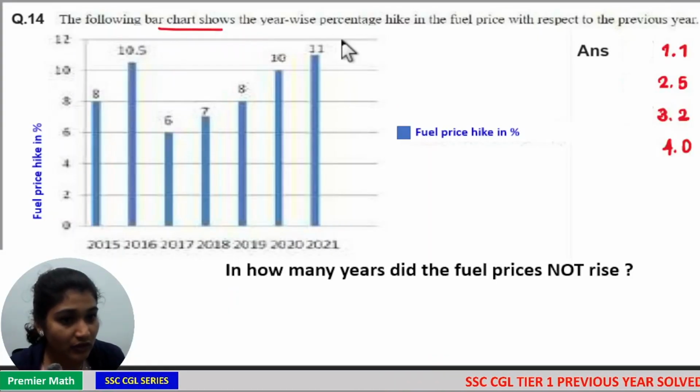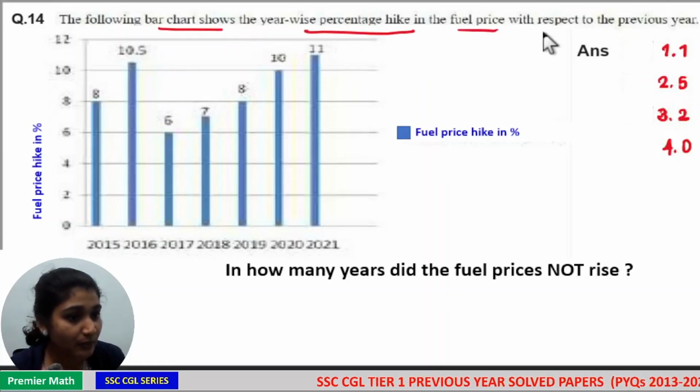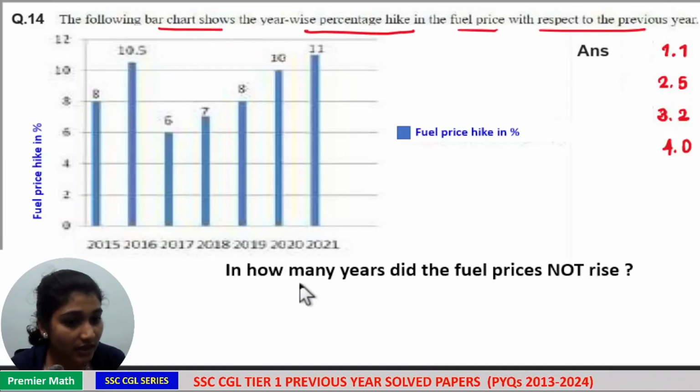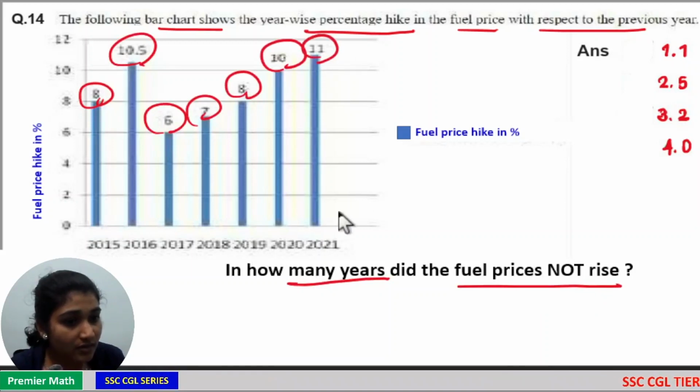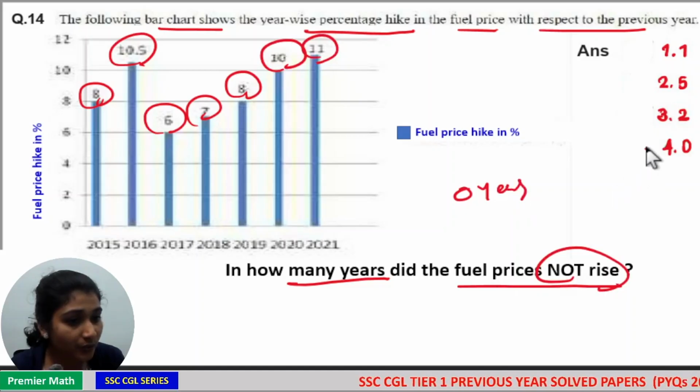The following bar chart shows year-wise percentage hike in fuel price with respect to previous years. In how many years did the fuel prices not rise? Here, every year there is a fuel price hike, which means no rise with respect to previous years means 0 years. So option 4 is your answer.